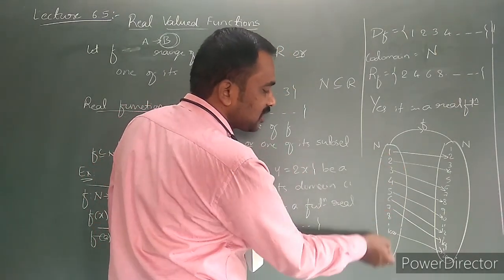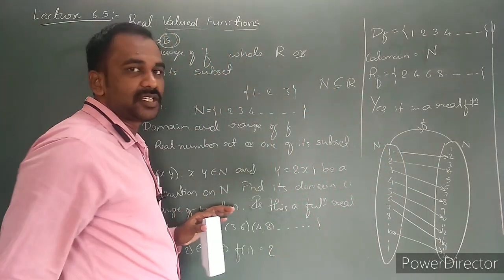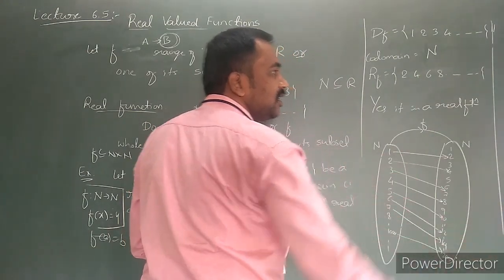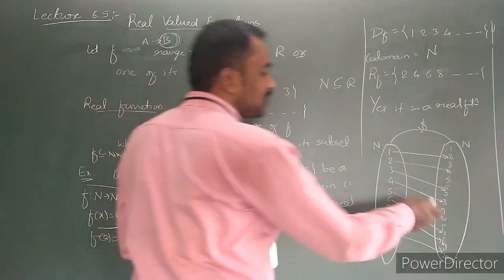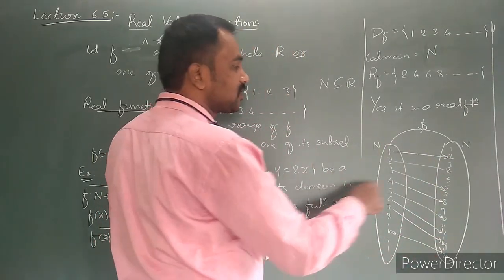And see, all these are real numbers. Yes, obviously, the natural numbers are a subset of the real numbers. So every element of the domain set has only one image. Therefore, it is a function. What is the range? Which elements have pre-images?